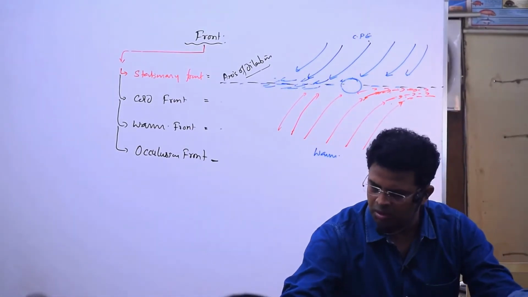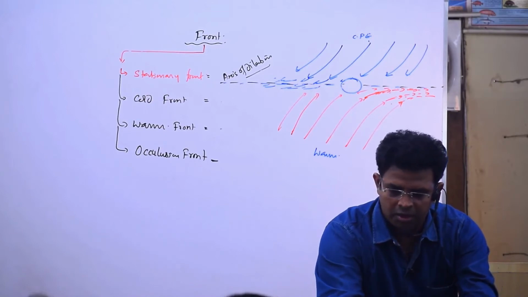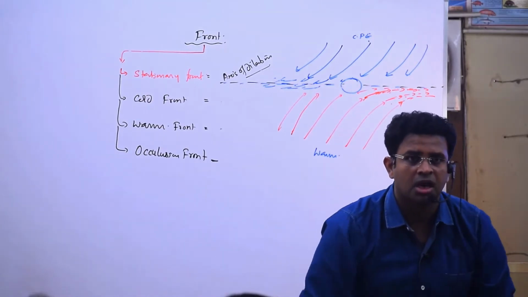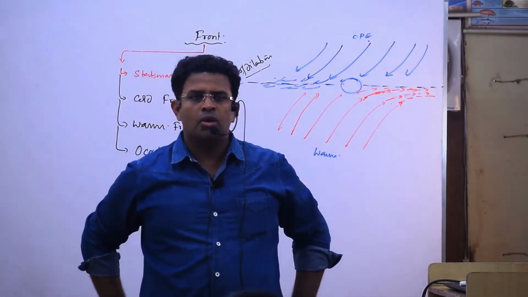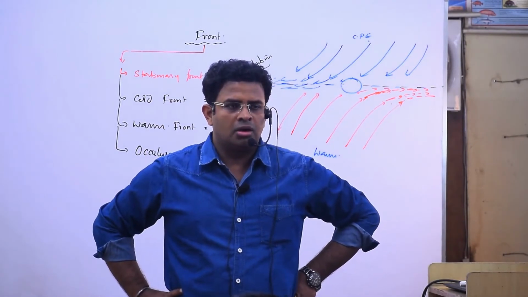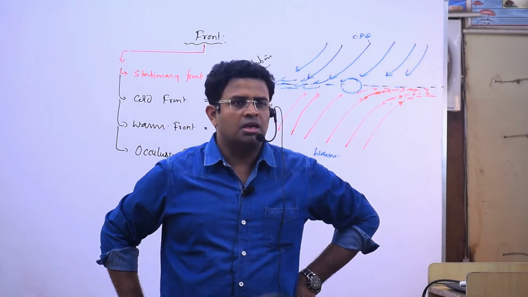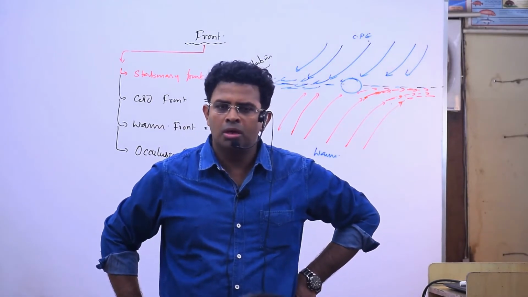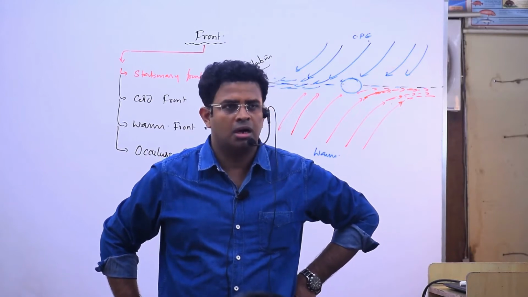And then slowly and slowly, what will happen? They will cover the ground. The ground was covered by whom? The cold air mass. And what does it mean? Cover means occlusion. Occlusion, what is the meaning? Covering. The ground is covered by cold and the upper portion was covered by whom? Warm. Understood?